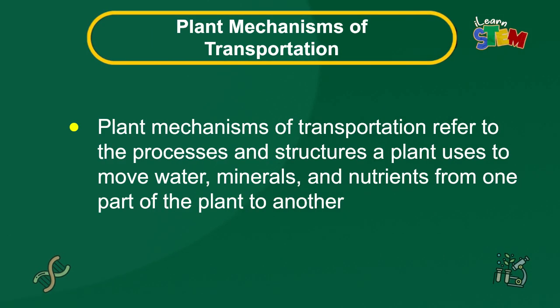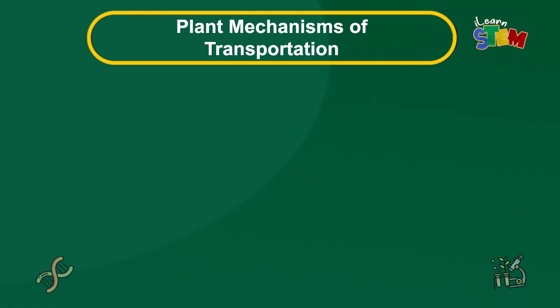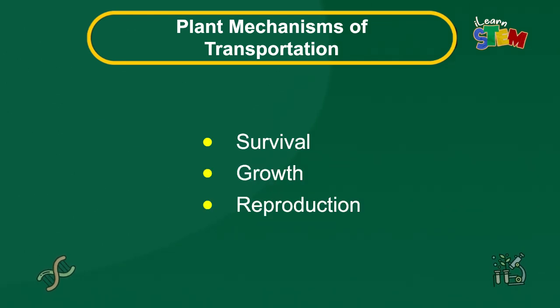The plant mechanisms of transportation refers to the processes and structures plants use to move water, minerals, and nutrients from one part of the plant to another. This ensures survival, growth, and reproduction.